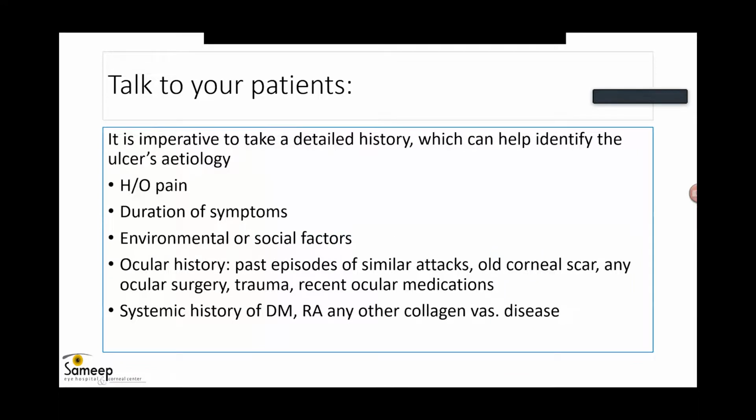So the most important part, how do we approach these patients? The first important part is to talk to your patients. This was highlighted in the first presentation, that it is imperative to take a detailed history which can help identify the ulcer's etiology. You ask the patient, how much pain do you get? Or, what kind of pain he or she is getting. A bacterial ulcer patient would have a very severe pain.